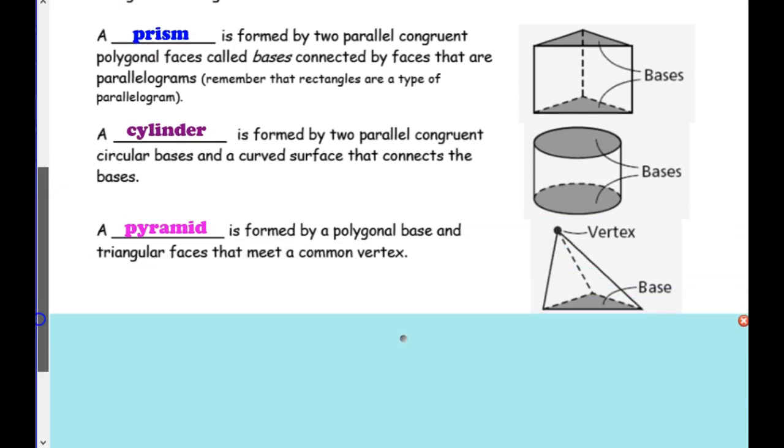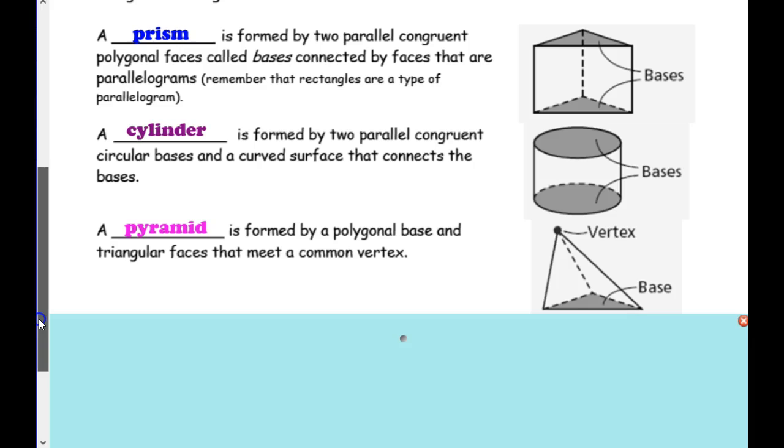Pyramid. You should know what that word means, or at least what it looks like. A pyramid is kind of like a prism, except, do you see at the very top? There's a vertex. So instead of having 2 bases, a pyramid has 1 base. A pyramid is formed by a polygonal base and triangular faces that meet at a common vertex.